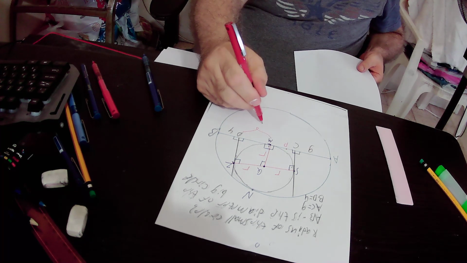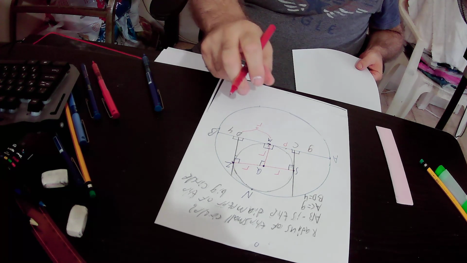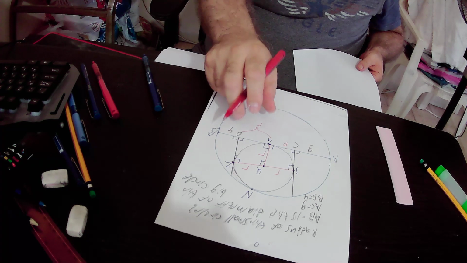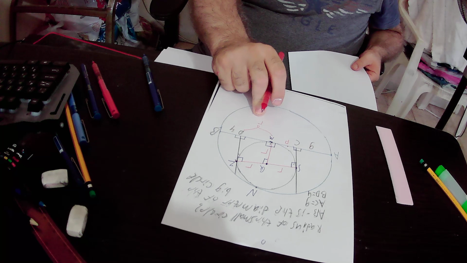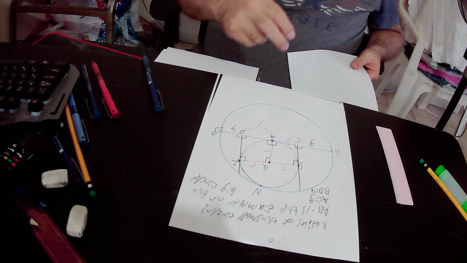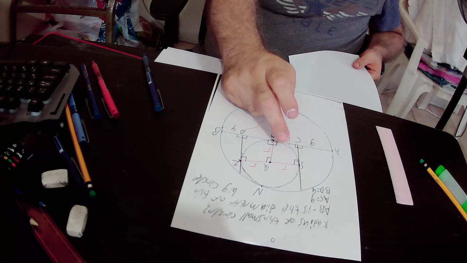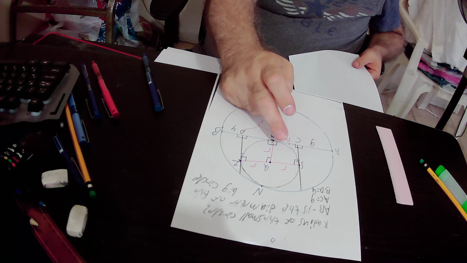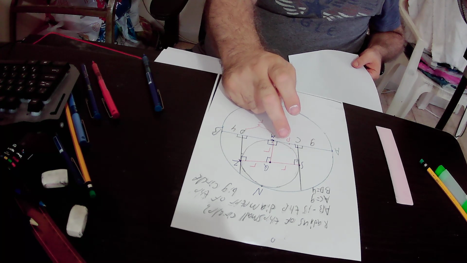Okay, so we proved that line segment MD equals the radius of the small circle. We have here exactly the same situation. We have quadrilateral SQCM that has 3 right angles.